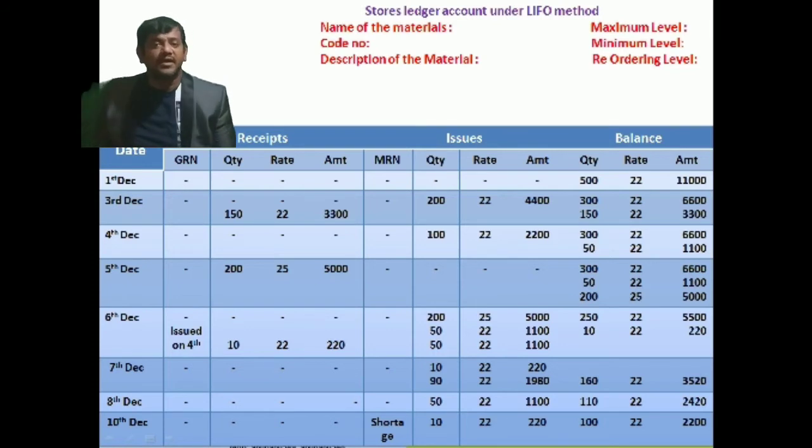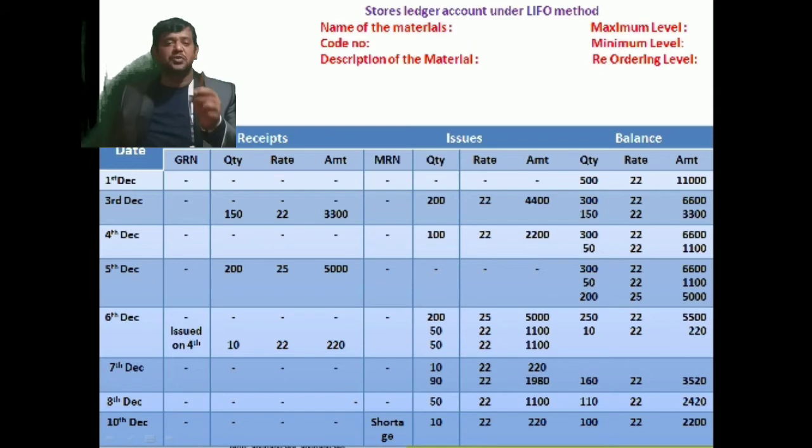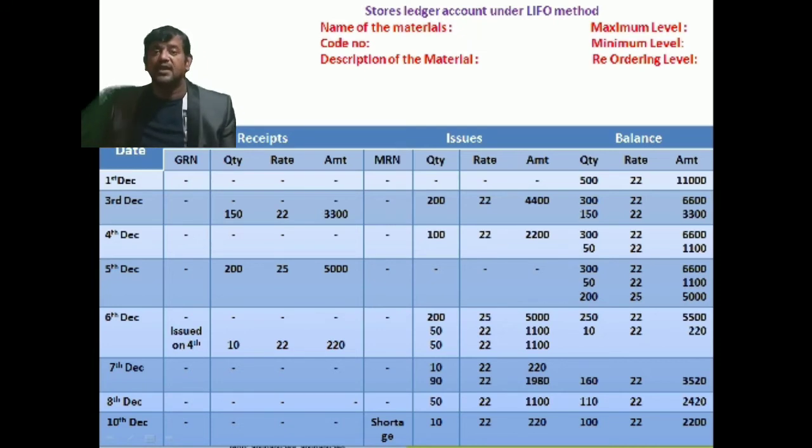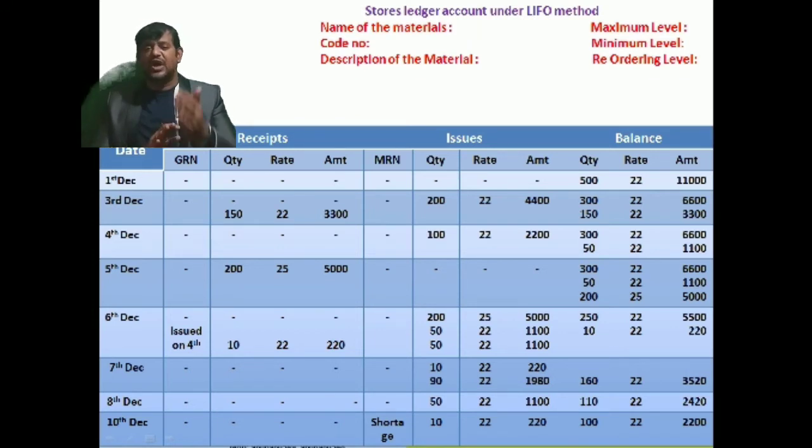On 10th December, there is a shortage. Clear? So he said clearly in the problem. So that is on 10/12/2019. It was noticed that there is a shortage of 10 units. So that shortage should be issued. Clear? So go to the 10th December. Under receipts column, GRN nil, quantity nil, rate nil, amount also nil. Under issues column, MRN, write down as a shortage. Clear? Under MRN, we are making a note as a shortage.